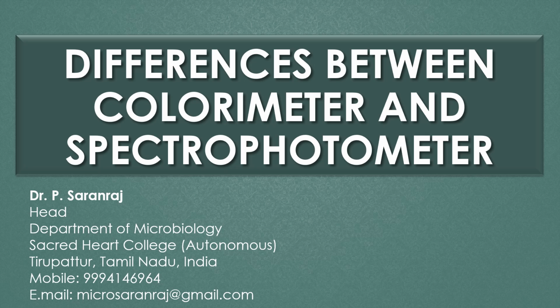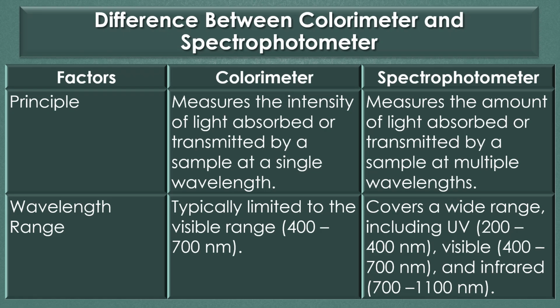Dear viewers, greetings. In this video, we are going to see the differences between colorimeter and spectrophotometer. Principle: colorimeter measures the intensity of the light which is absorbed or transmitted by a sample at a single wavelength. Spectrophotometer measures the amount of light which is absorbed or transmitted by a sample at multiple wavelengths.